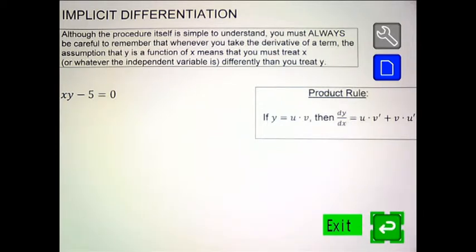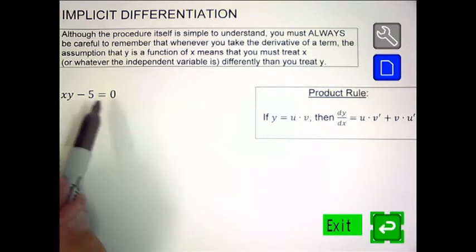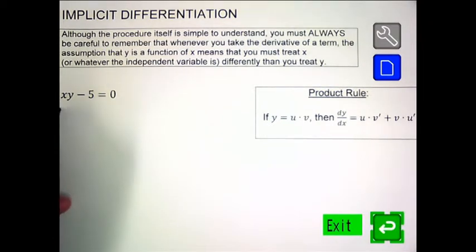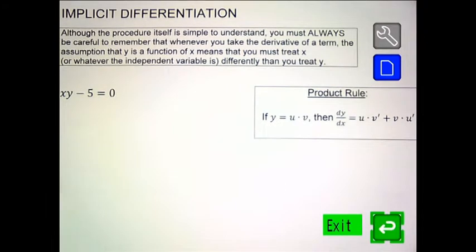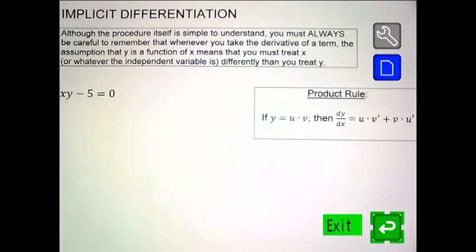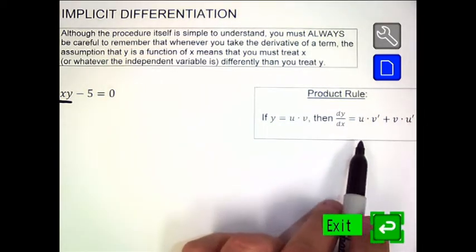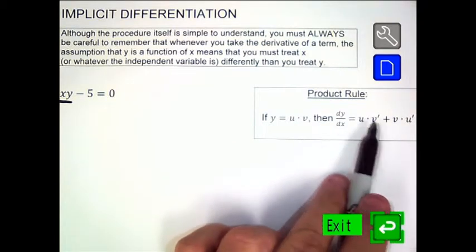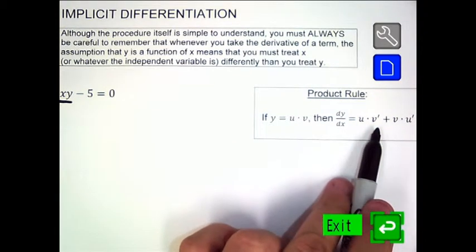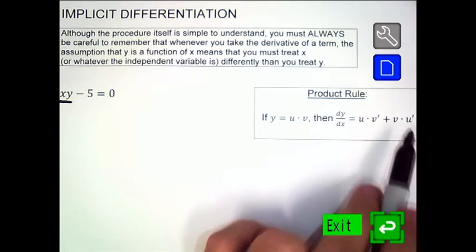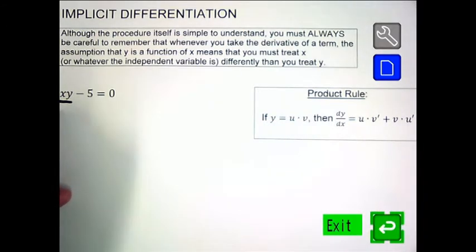But here's the first example. x times y minus 5 equal to 0. If I want to take the derivative term by term, the first thing I'd notice, I suppose, is that x times y is a product. So that's going to involve me with the product rule. So I've got to take the derivative of that product. Now the product rule, I wrote it down here just to remind you. You take the first factor times the derivative of the second factor plus the second factor times the derivative of the first. So the first factor here is x. So you get x times the derivative of the second factor.